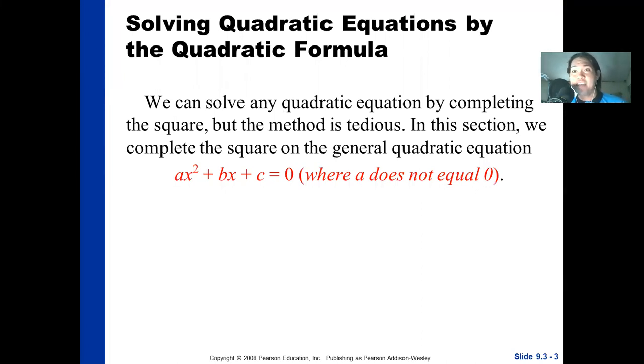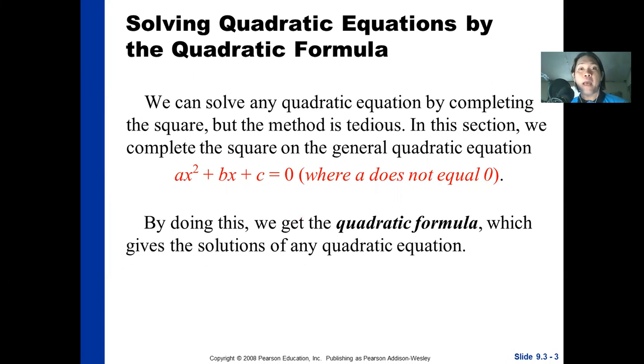We all know that the standard form of a quadratic equation, as you can see there, is ax squared plus bx plus c is equal to 0, where a does not equal 0. Again, what will happen if a becomes 0? The equation will become a linear equation. That's why a must not be equal to 0. Please do not forget that one. By doing this, we get the quadratic formula, which gives the solutions of any quadratic equation.